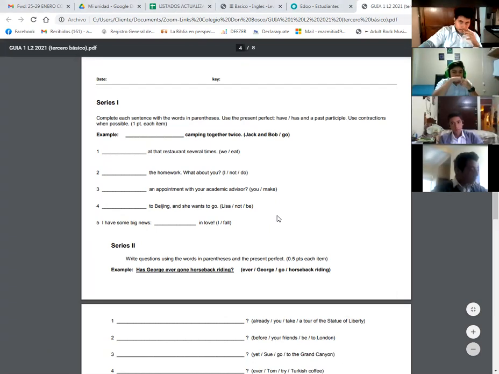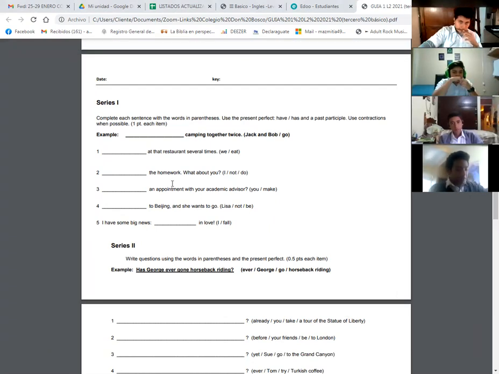Okay. So let's go. Next one, number 2 is the homework. What about you? And then you have to make the whole sentence with I not do. So this is a negative sentence. Remember, the only thing that you have to do in a present perfect sentence is add not after have.